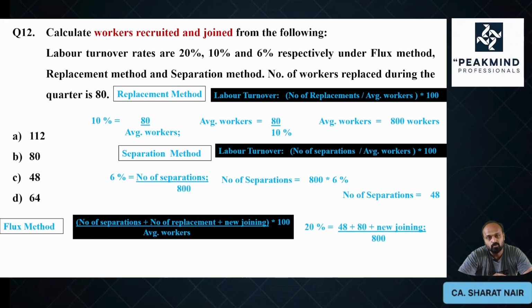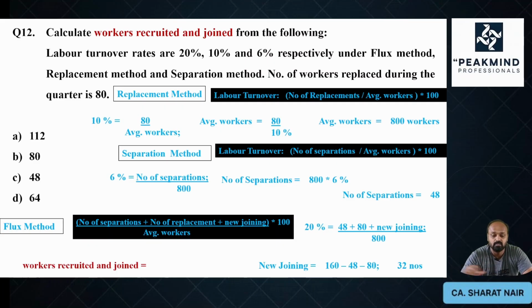If we understand it from the same angle, I can work it out like this. 20% is equal to 48 plus 80 plus new joinings divided by 800. Further simplifying, new joining is equal to 160 minus 48 minus 80. Solving this, I get my answer as 32. So new joining will be 32. Now workers recruited and joined will be how many? It will be the total of 80 plus 32, which is 112 workers. So that is your option A.